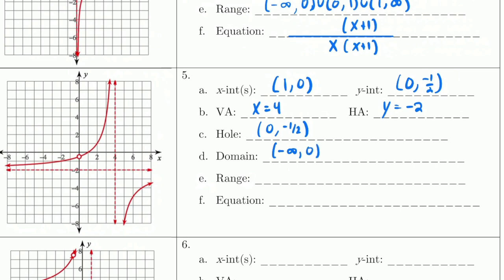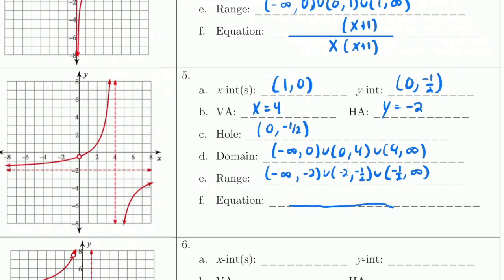Domain for this one, negative infinity to 0, union 0 to 4, union 4 to infinity, and then the range negative infinity to negative 2, union negative 2 to negative 1/2, union negative 1/2 to infinity.